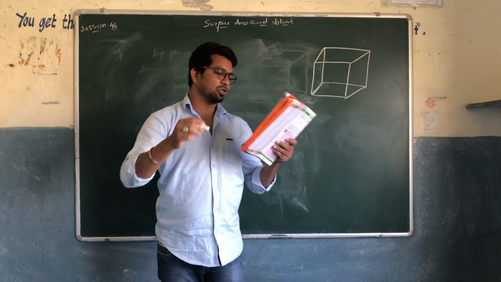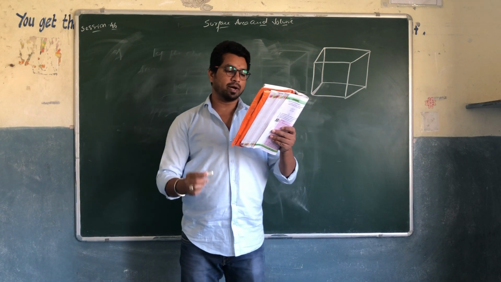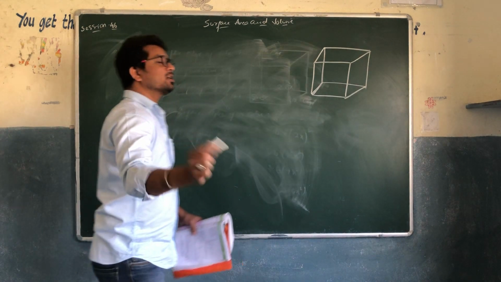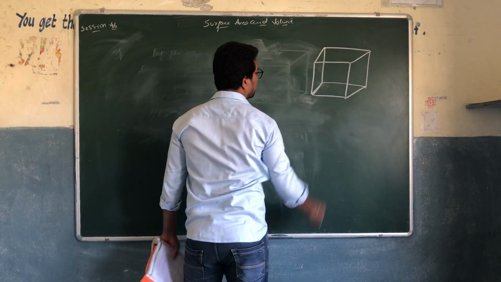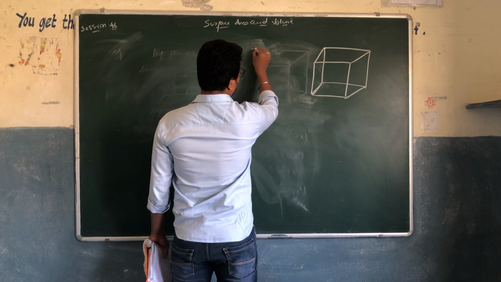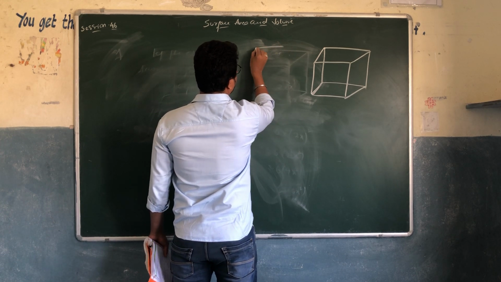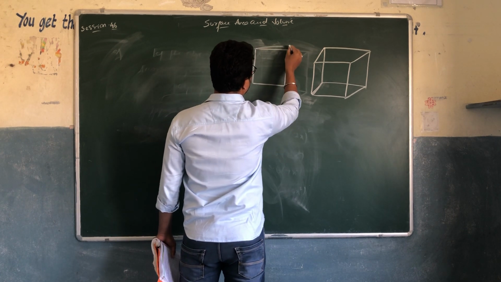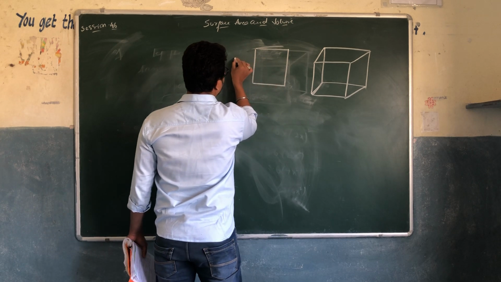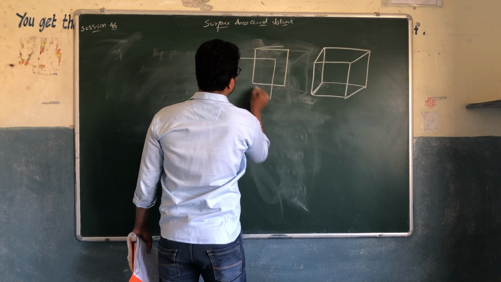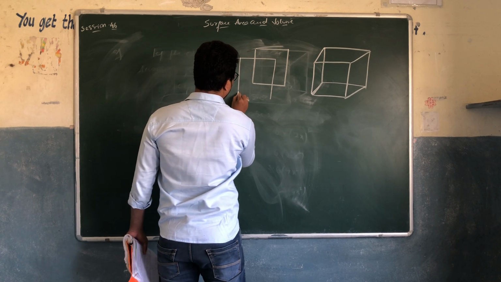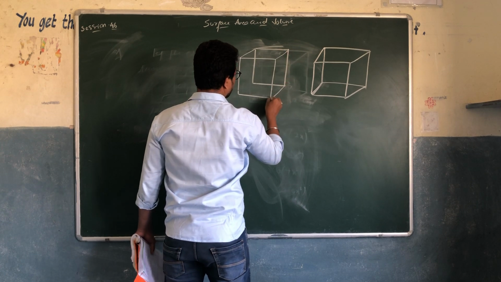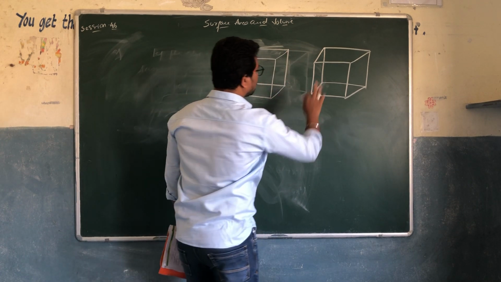Two cubes, each of edge 6 centimeters, are joined face to face. Find the surface area of the cuboid thus formed. See, this is one cube. He's saying that there is another cube. Okay, two cubes are there.